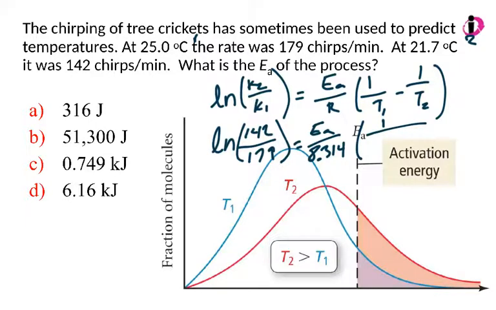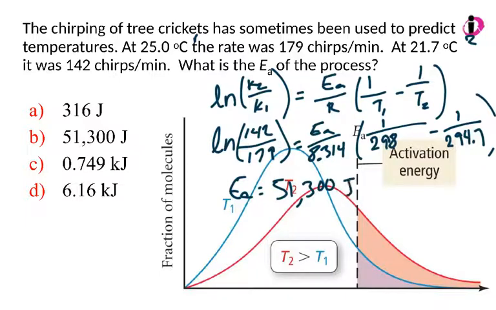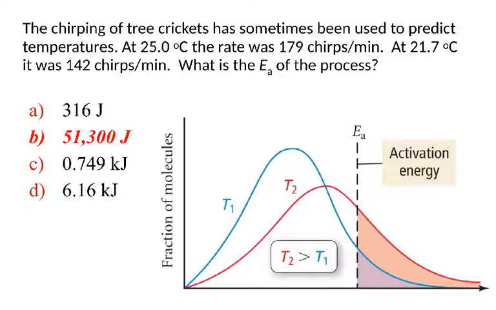T1, 25. This needs to be in Kelvin because of my R. So 1 over 298 minus 1 over 294.7. So then I can solve for my EA, and I get 51,300 joules, which is letter B. That is the correct answer.